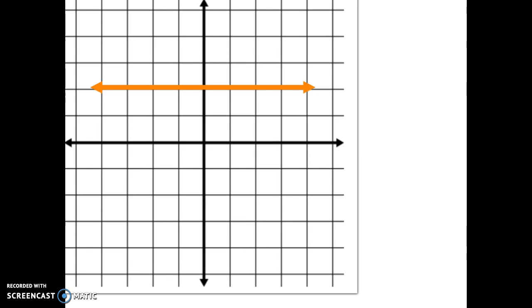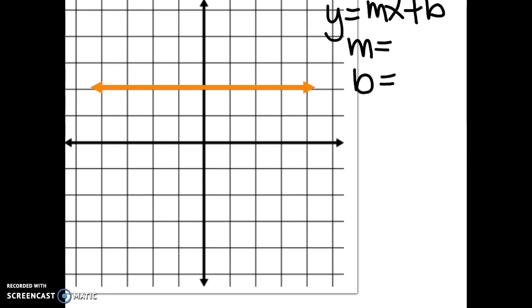Here's a graph. Let's see if we can write an equation for this one. Slope-intercept form is defined as y equals mx plus b. What's my m? What's my b? Well, quickly I can decide that the y-intercept is right there. That is +2.